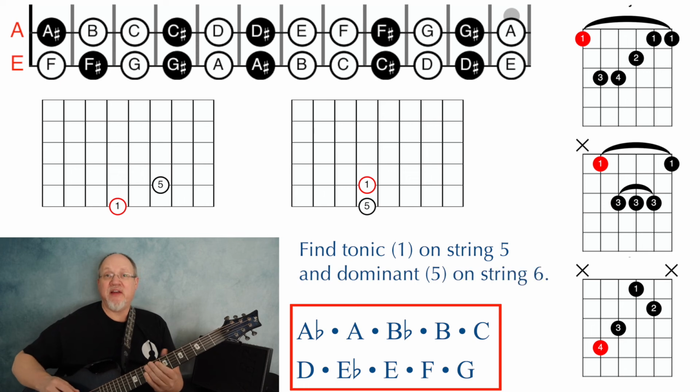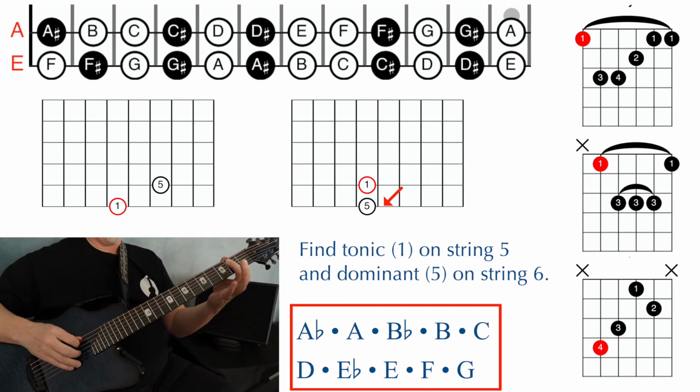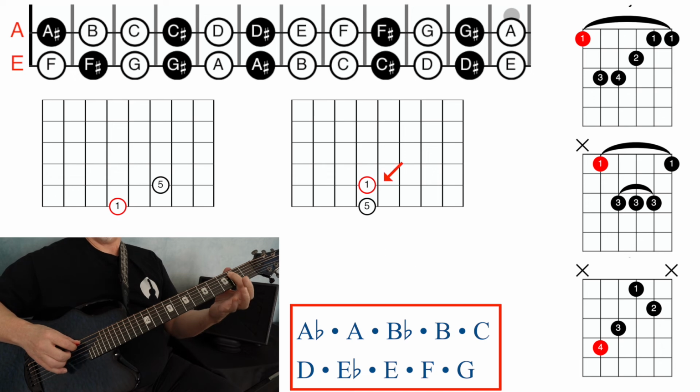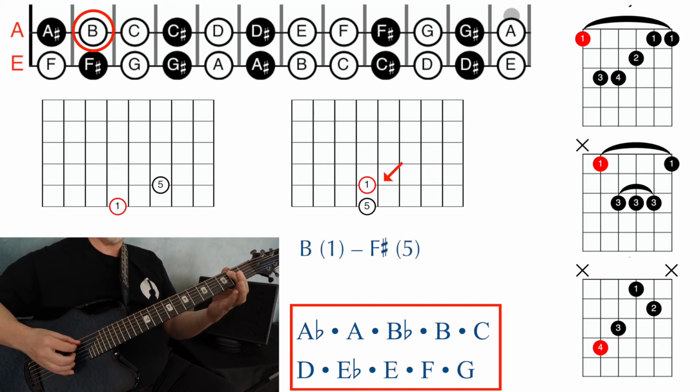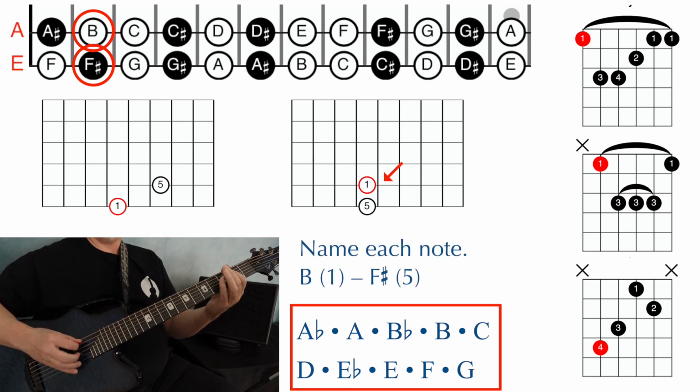Then find and play that same tonic note, or 1, on the 5th string and its corresponding dominant, or 5, on the 6th string. So if we're still in the key of B, there's a B on string 5, fret 2. The dominant, or 5, is simply going to be same fret on string 6. That's going to be 1, 5, 1. Name the notes as you play them, so that'll be B, F sharp, and B.